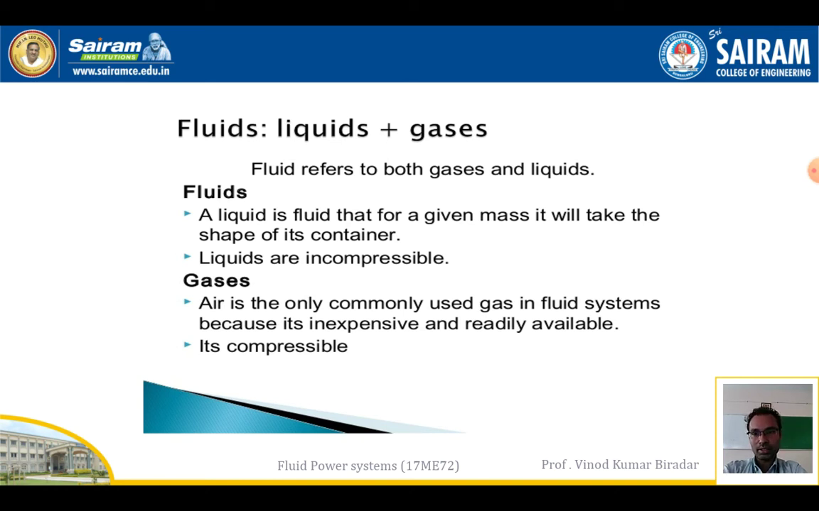Second one is gases. Gases are used in pneumatic systems. Here air is used, and air is the commonly used gas in fluid power systems to generate power. It is also compressible. The main difference between hydraulic and pneumatic is that in a hydraulic system incompressible fluids are used, whereas in a pneumatic system we are going to use compressible fluid.